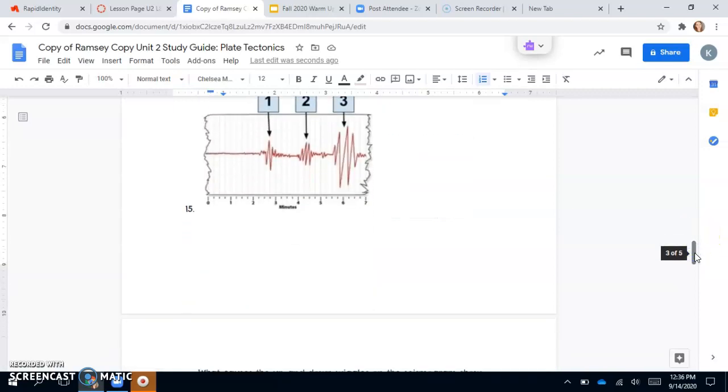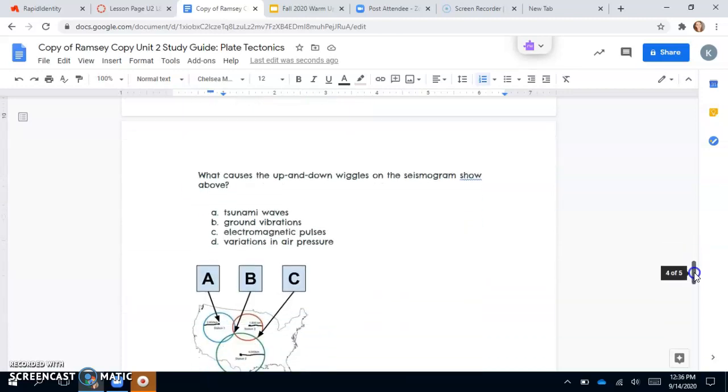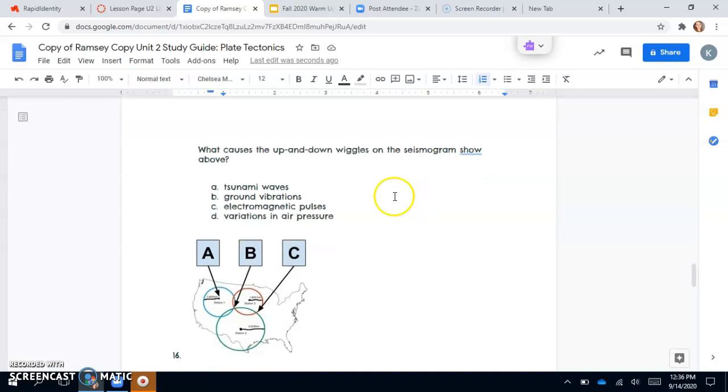So on 15, we've got this image. We've got our P waves at number 1. This is a seismograph or a seismogram. We have our P waves at number 1, our S waves at number 2, and our surface or L waves at number 3. So it says, what causes the up and down wiggles in the seismogram shown above? Tsunami waves? No. Tsunamis are big waves that are caused by underground earthquakes. Ground vibrations, electromagnetic pulses, variations in air pressure. We're not talking about air pressure. We're talking about earthquakes. So the answer here is ground vibrations.